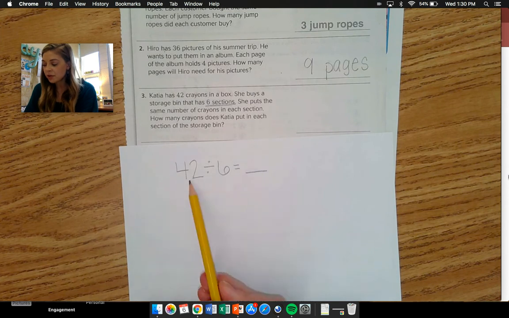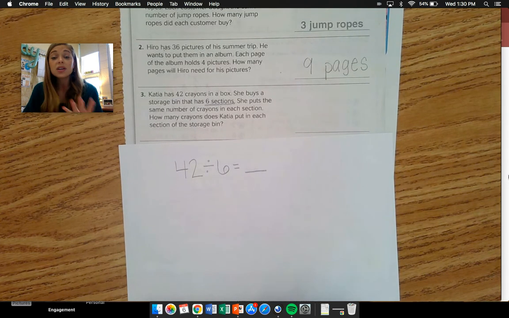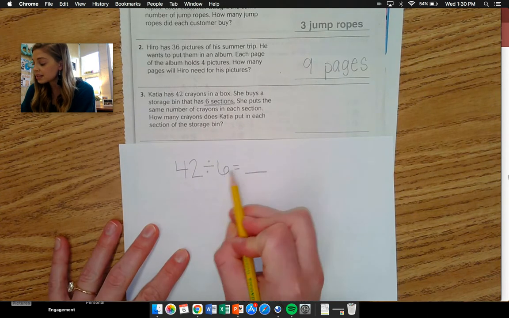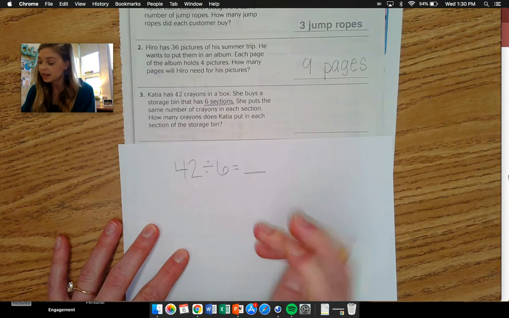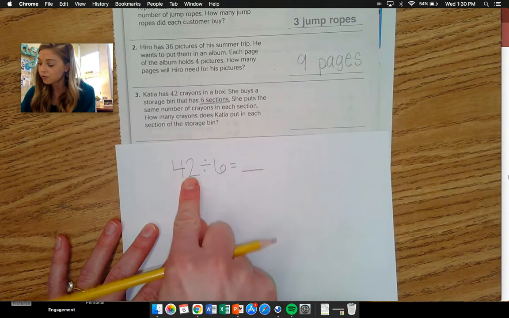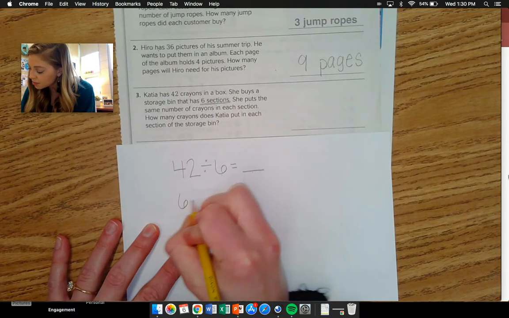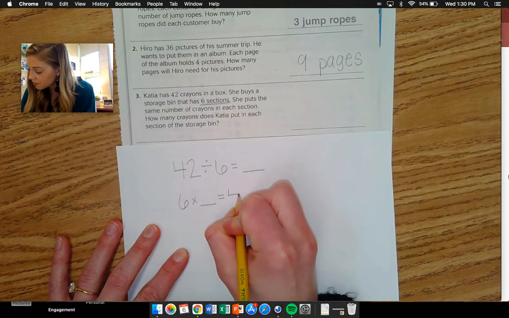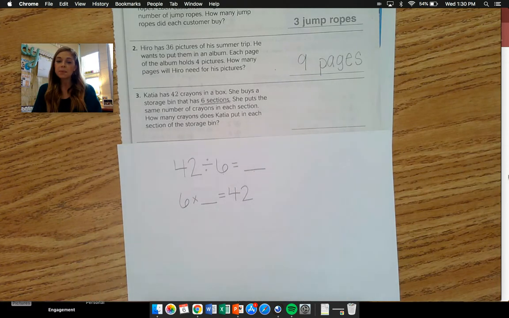Obviously, we don't know 42 divided by 6, but we can use multiplication to help us solve this. We can do 6 times blank equals 42 because these 2 numbers will equal 42. So 6 times what equals 42? You can skip count by sixes and see how many times it takes you to get to 42.